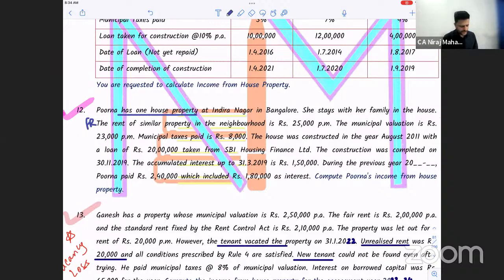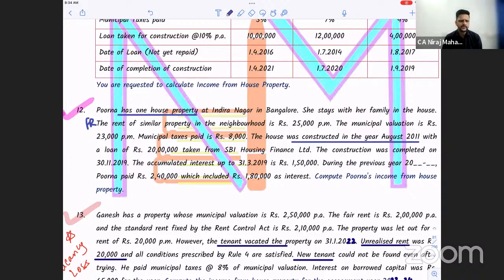The municipal valuation is rupees 23,000 per month. MV, municipal valuation. Municipal taxes paid is rupees 8,000. Obviously, municipal taxes, property taxes are for the year. Clear? The house was constructed in the year 2011 with a loan of 20 lakhs taken from SBI. The house was constructed in August 11. I'll be asking you very basic questions.